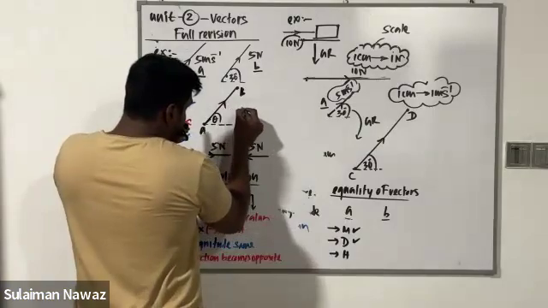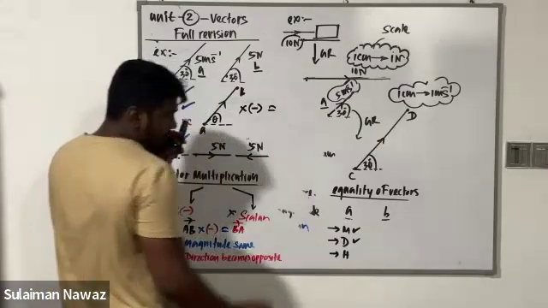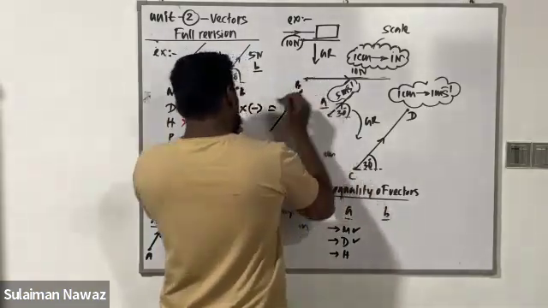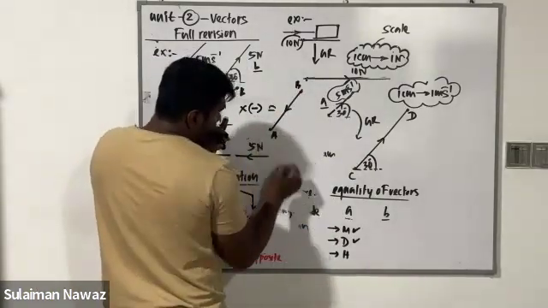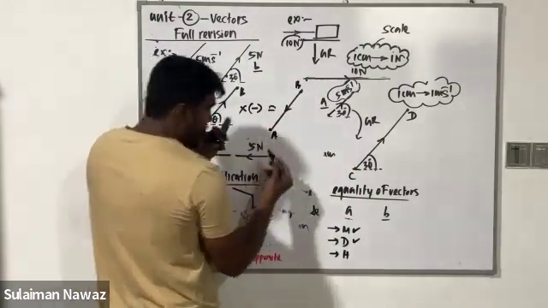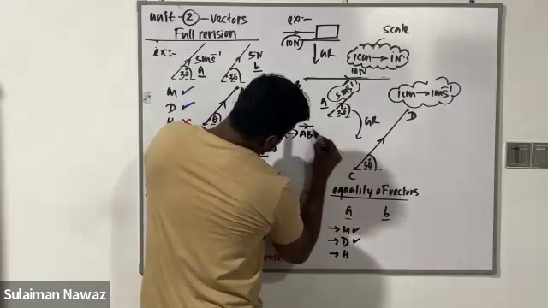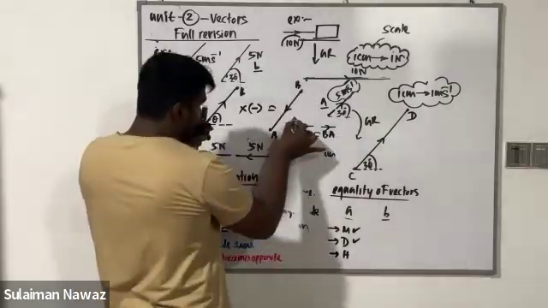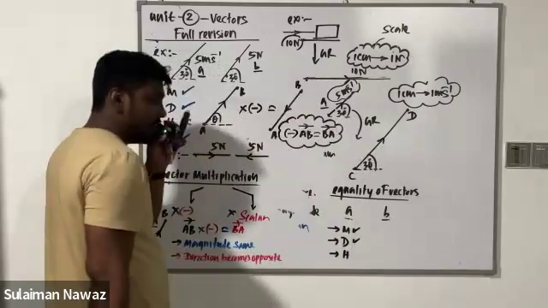When you multiply this vector by minus, that is equal to vector BA. All the direction changes. Earlier the direction was upward, now the direction is downward, vector BA. So remember, negative vector AB means vector BA.